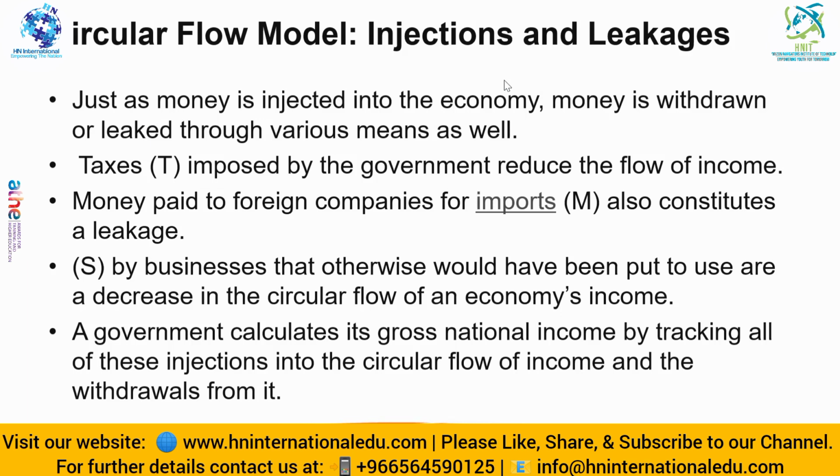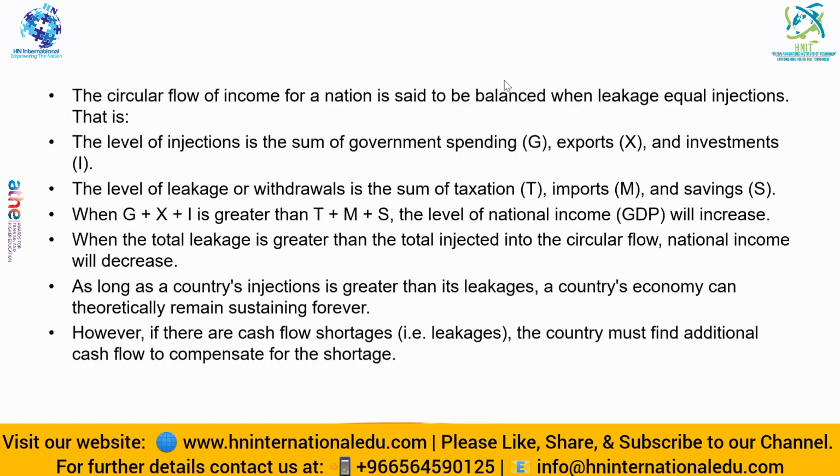A government calculates its gross national income by tracking all of these injections into the circular flow of income and the withdrawals from it. Now, all these components are included, that is, the exports, imports, taxes, savings, and investment, and then we're able to calculate the GDP and national income. The circular flow of income for a nation is said to be balanced when leakage equals injection, that is, the amount of leakages and injections intersect with each other.